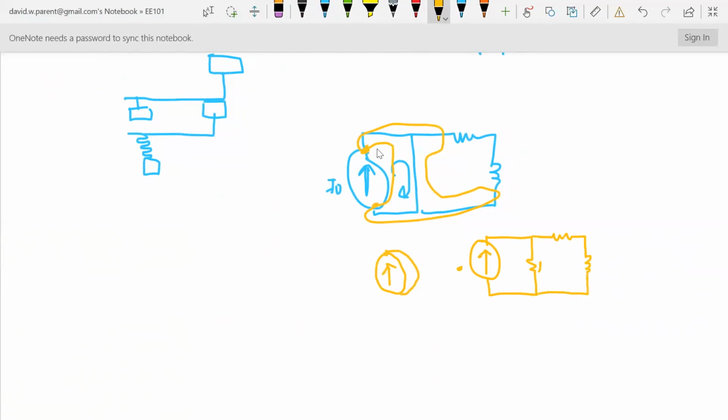Let's put a resistor there. I'm going to call that R and L, and I'll call that I1. Well, now there's two paths. Some of the current will go through here, some of the current will go through there. Depending on what's going on, as the frequency of the waveform changes, it changes this value here.